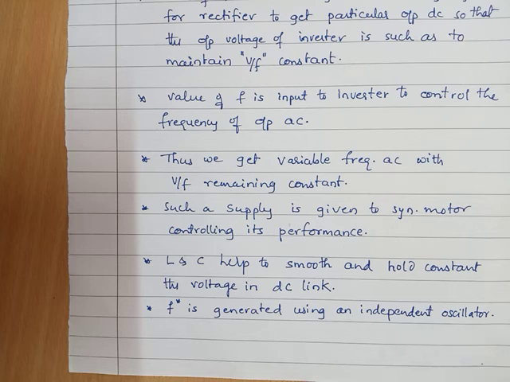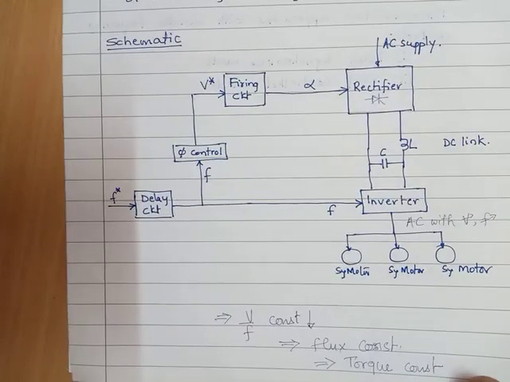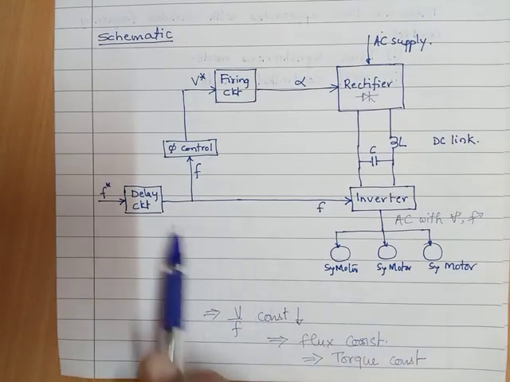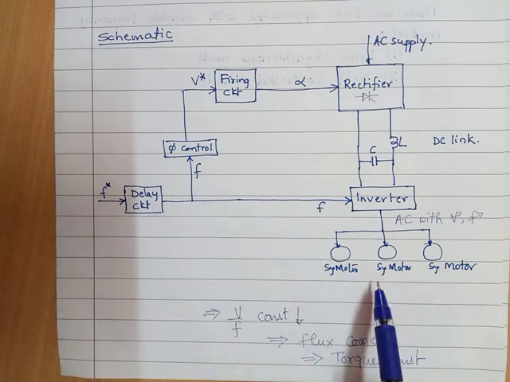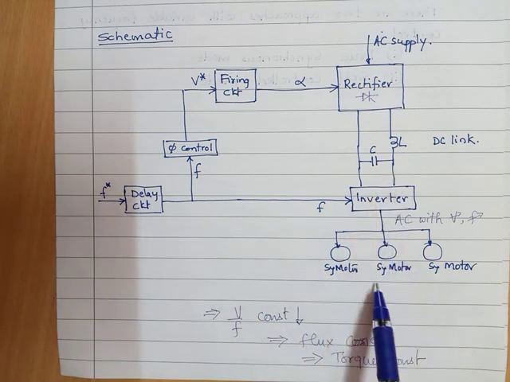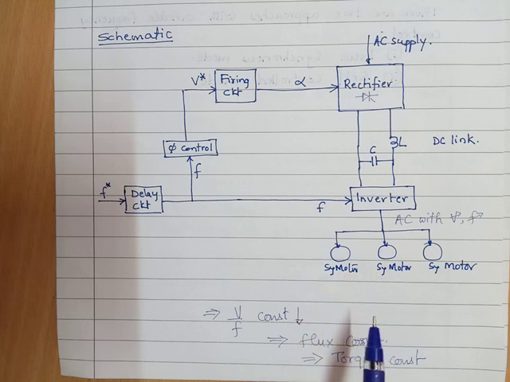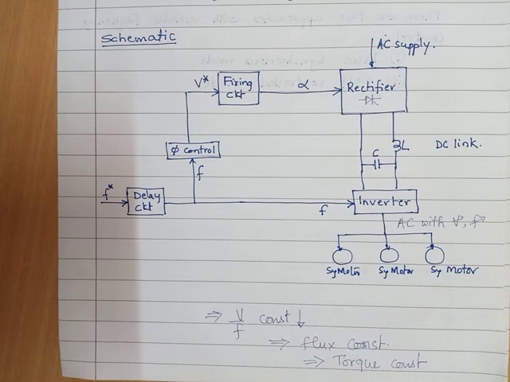And such a supply is given to the synchronous motor, controlling its speed. Here, L and C, as I mentioned, help to smooth and hold constant the voltage in the DC link. The F star is generated using an independent oscillator. So this type of control of the synchronous motor using an external independent oscillator, to control the speed of the synchronous motor, I can set it to different values now. This is called true synchronous mode. I repeat, true synchronous mode. Okay, so we shall stop there. Next class we will continue.